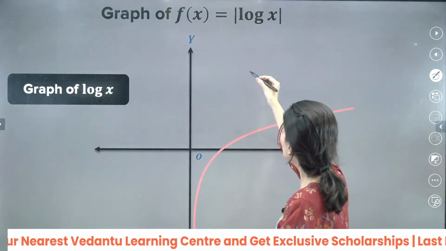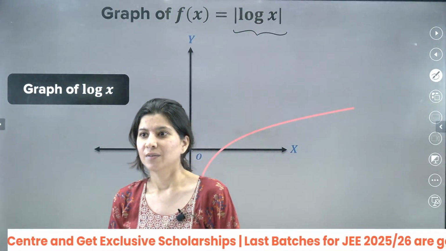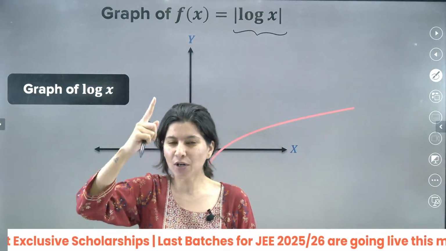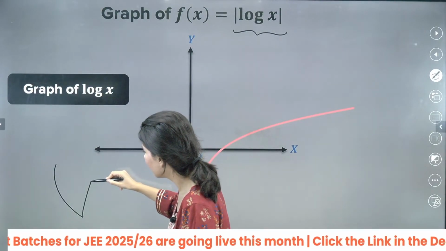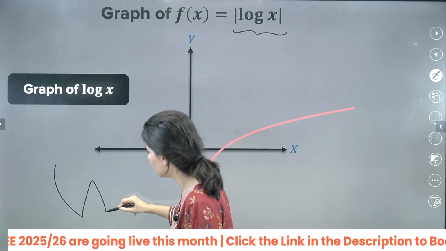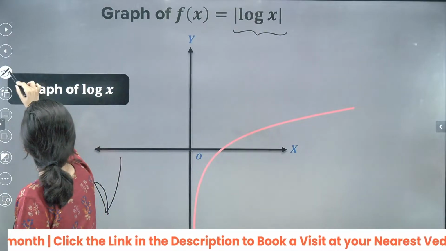Chalo. Now who is going to draw this mod of log x? Yes, it looks like w, but it is not w. It is actually like this. It looks like a curvy w.